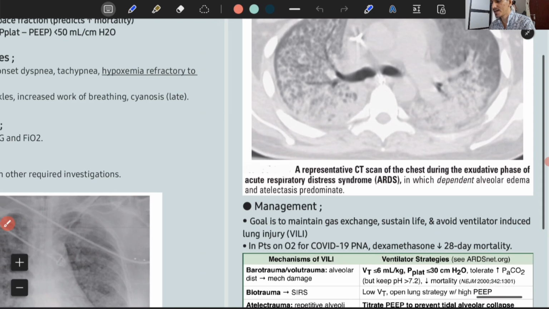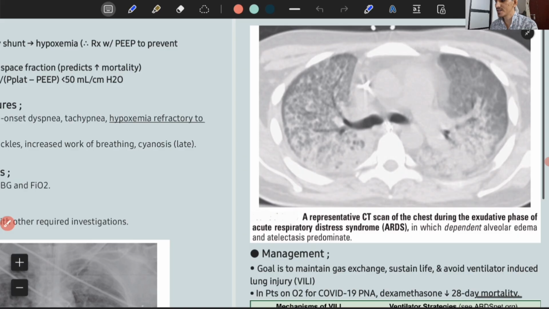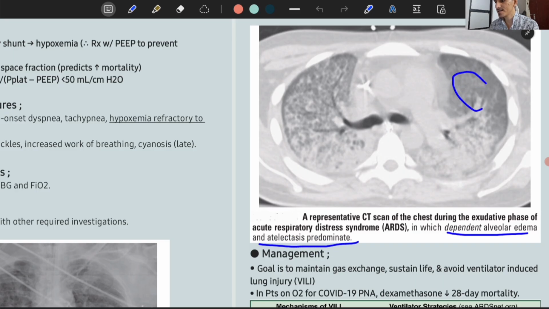And this is a CT scan of a patient with ARDS in the exudative phase. You can see predominantly dependent alveolar edema and atelectasis. Here also it is there, but predominantly it is in a dependent position, on the back side if the patient is lying down. So there will be more dependent alveolar edema and atelectasis.